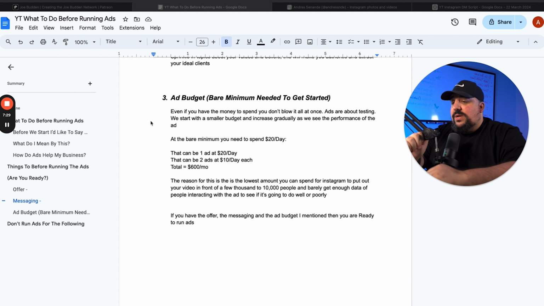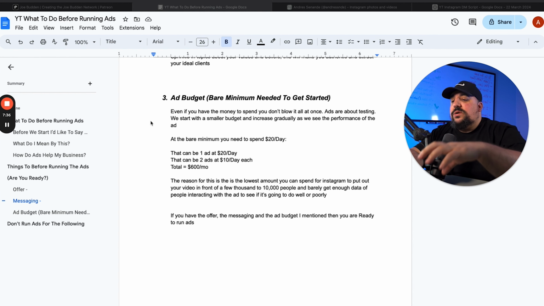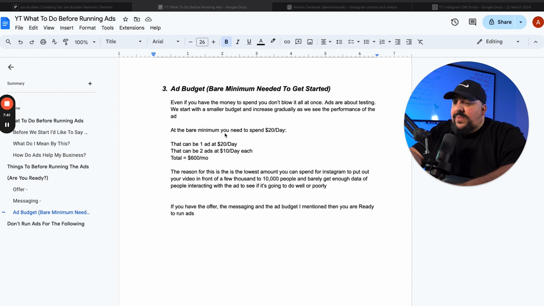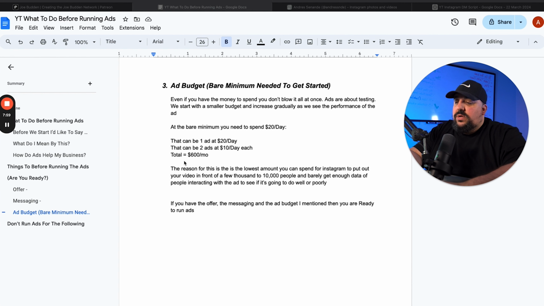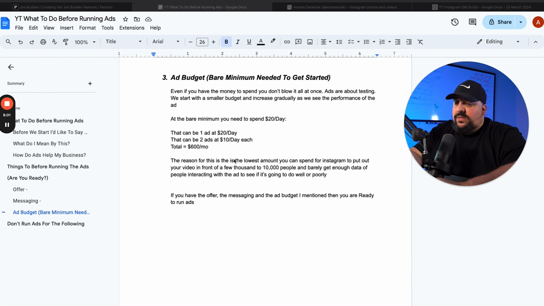So even if you have the money to spend, you don't blow it all at once. Ads are about testing. We start with a smaller budget, and then we increase gradually as we see the performance of the ad go up. At the bare minimum, you need to be spending $20 a day. So we can split that up. It can be one ad at $20 a day, or there could be two ads at $10 a day each. Typically, to test, we want to start running two ads at a time. One is just not enough data. We want to run two. So for a total of $600 a month.